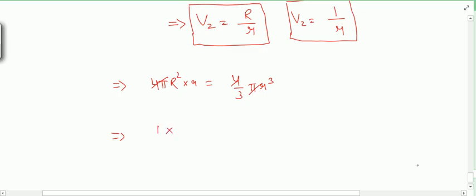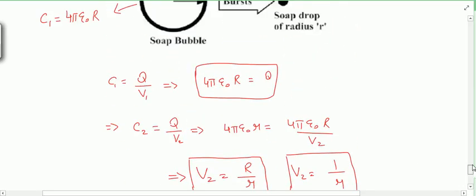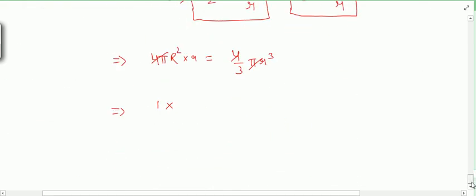R value in square, if I write in centimeters, is 1. A value is given as 3.3 micrometer. If I write in meters, it will be 3.3 into 10 to the power minus 6. If I write in centimeters, it will be 3.3 into 10 to the power minus 4. Right, this will be 1 square, there is no denominator, equals r cube divided by 3.